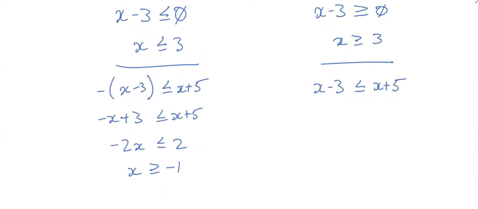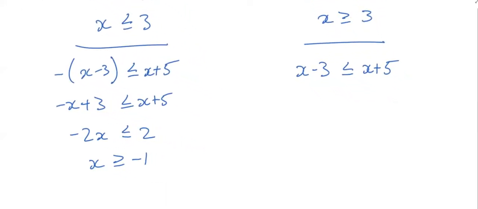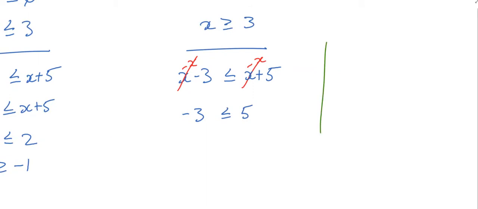I want to show you something in this second case, so just watch for a minute. I'm going to subtract x from both sides. So x minus x is 0 on both sides, gone. So I end up with negative 3 less than or equal to 5. Some people might do it like this. They might move the x's over, and you get x minus x less than or equal to 5 plus 3, and you get 0 less than or equal to 8. Both of these are fine. I'm pretty sure they both say the same thing.